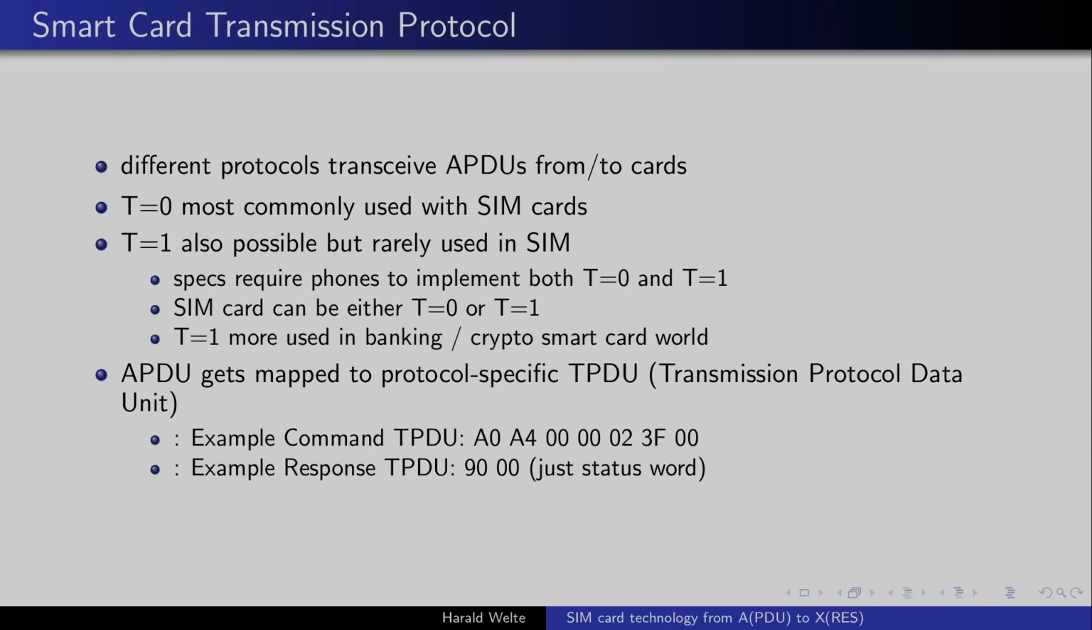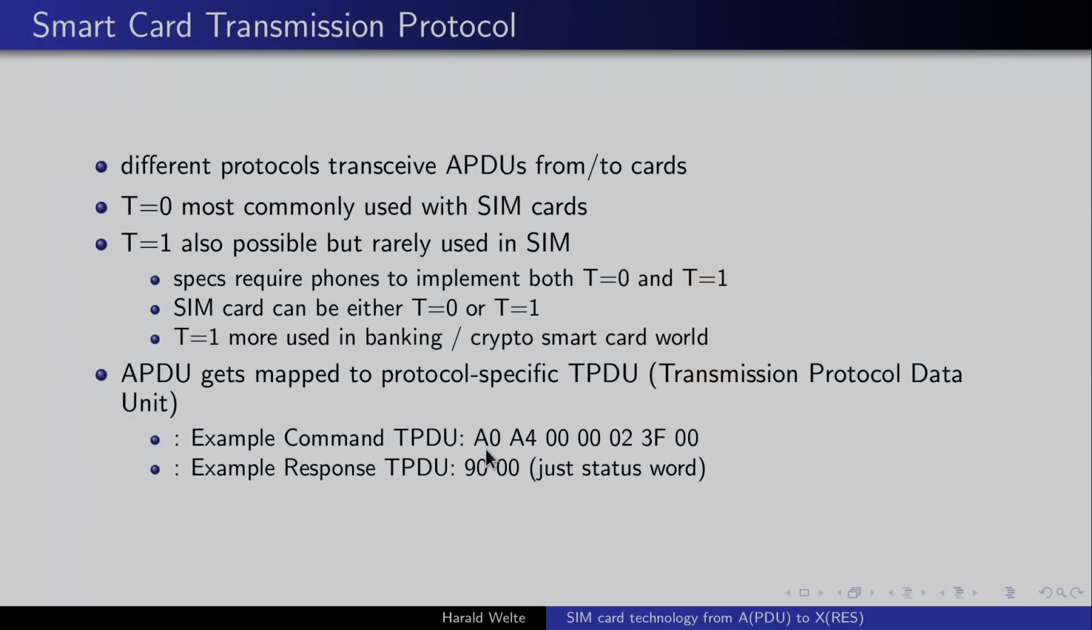The difference mainly is T=1 is a block-oriented transfer, and T=0 is more a byte-oriented transfer. T=1 has the advantage that it has CRC and checksumming, so you get more protection against transmission errors, which you don't have in T=0. So the APDU gets mapped to TPDUs. Details I'll skip here. And this is just some examples so you get an idea how this looks.